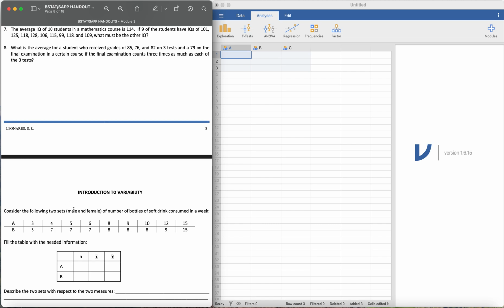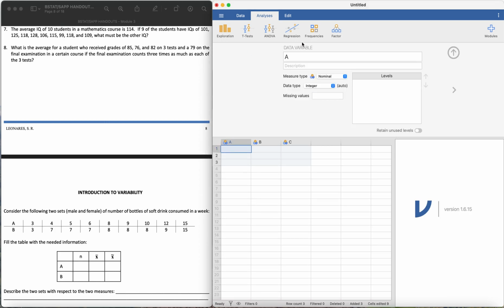Again, consider the following two sets. We have male or female of number of bottles of soft drinks consumed in a week. So we're going to need first to input these values of our data set. So we have our data set A and our data set B. So let's go here in Jamovi and we'll try to input. Let's just call it A since it's called A here. We can just have some descriptions of what you want to do. So let's just say these are the males so that we won't get confused. And here, let's say these are females for B.